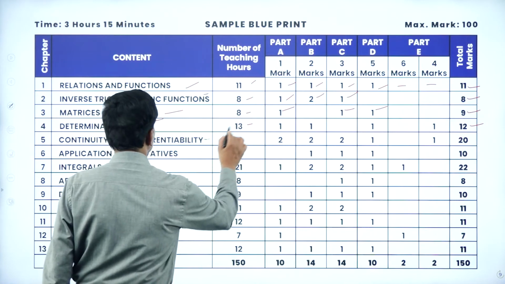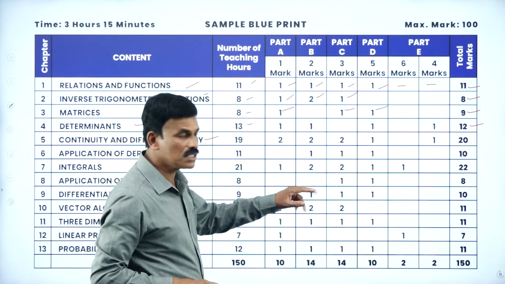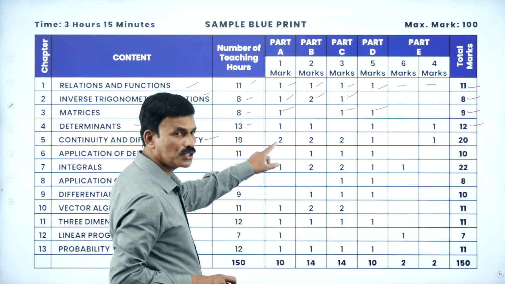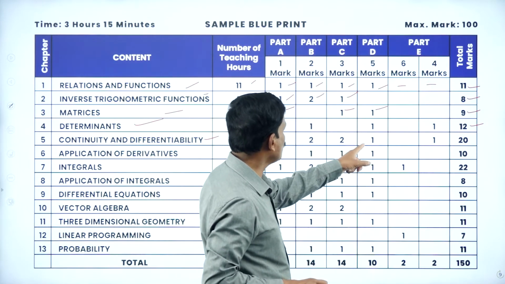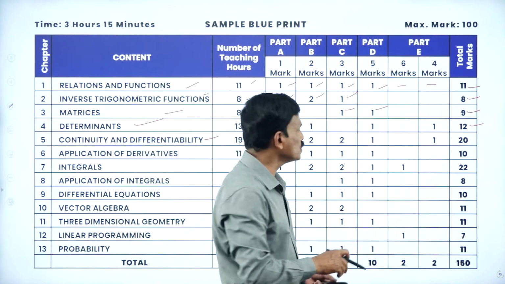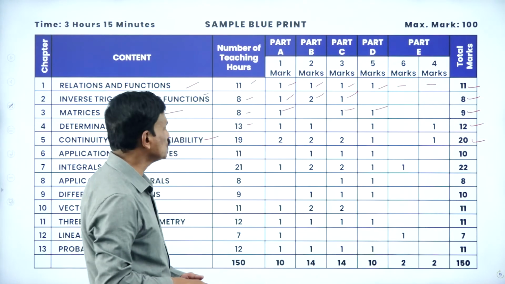Now for continuity and differentiability, you will have 1 mark 2 questions, 2 marks 2 questions, 3 marks 2 questions, one 5 marker and one 4 mark question. Totally you will get 20 marks from continuity and differentiability.